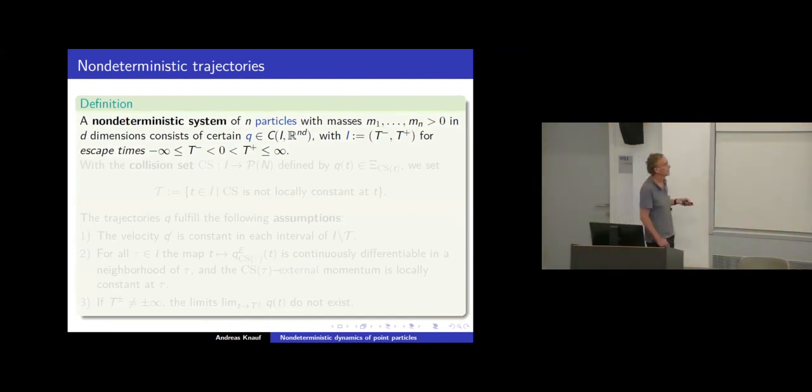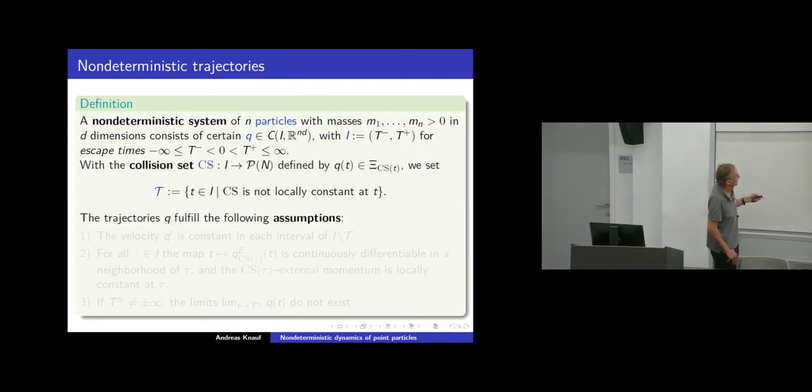Now I can define this non-deterministic system. Now particles are modeled, yeah, not clusters. So particles have masses, and certain continuous curves in configuration space are called non-deterministic systems with these n particles. These are defined on some interval. The boundaries of the interval are the escape times, could be infinite or not.